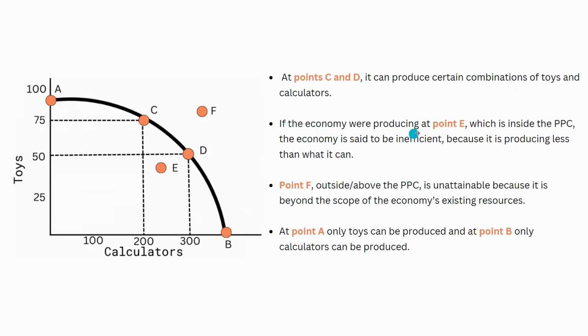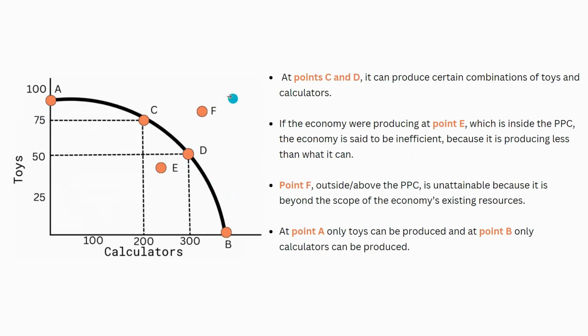If the economy was producing at point E, which is inside the PPC, the economy is said to be inefficient because it is producing less than what it can. So this is what maximum the economy can produce. And if it's producing inside the PPC, it means it's inefficient or it's not using its resources wisely. So it's good if an economy produces on the PPC.